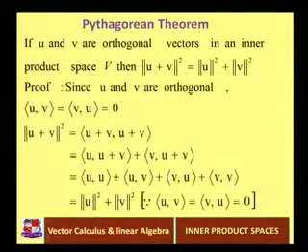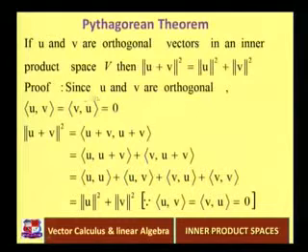Let us understand one more property, the Pythagorean theorem. The Pythagorean theorem states that if u and v are orthogonal vectors in an inner product space V, then norm of u plus v square is equal to norm of u square plus norm of v square. In the last lecture we did the proof of this theorem.